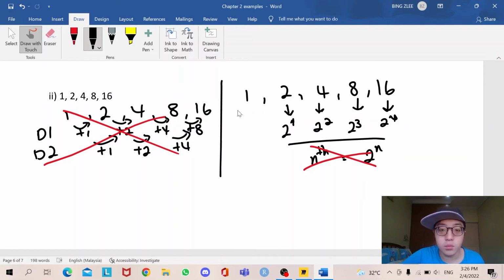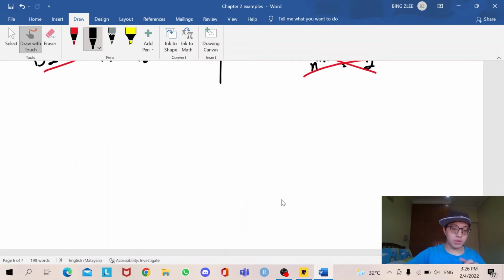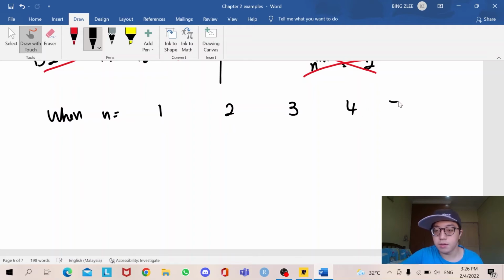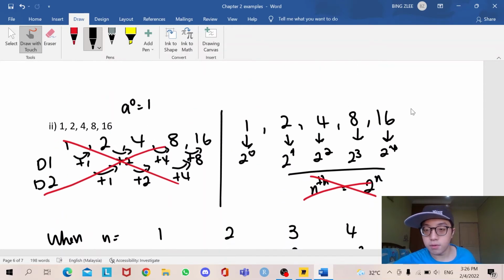When there's a 1 here, we know that anything to the power of 0 is equal to 1. So if we see that the base everywhere here is 2, therefore we can conclude that this is 2 to the power of 0. So if you would like to write this down here, when n is equal to first term, second term, third term, fourth term, and fifth term, the sequence given is 2 to the power of 0, 2 to the power of 1, 2 to the power of 2, 2 to the power of 3, 2 to the power of 4.